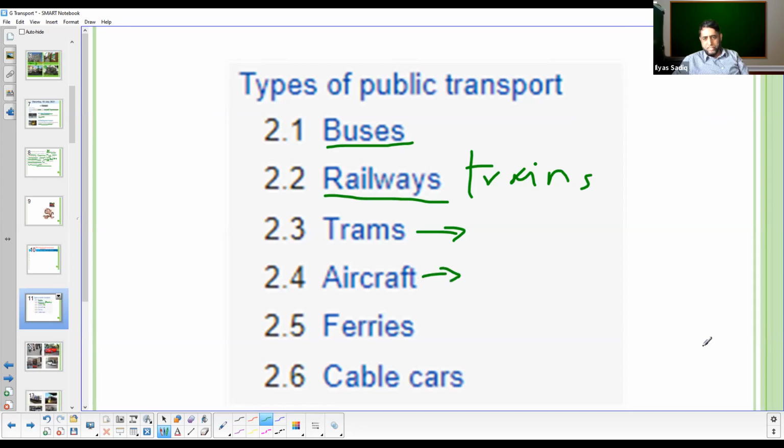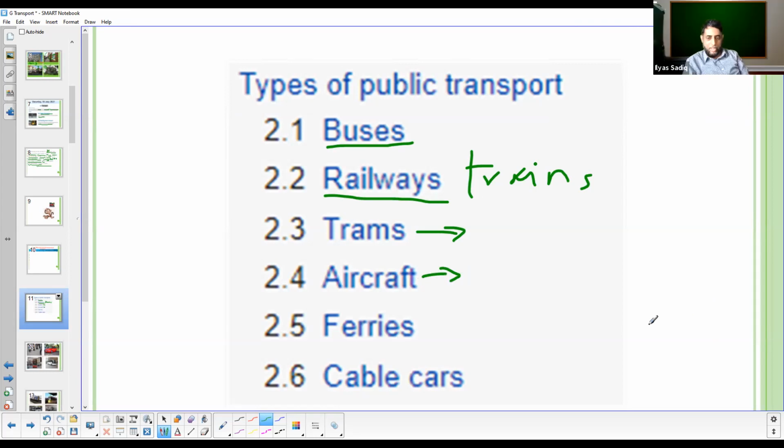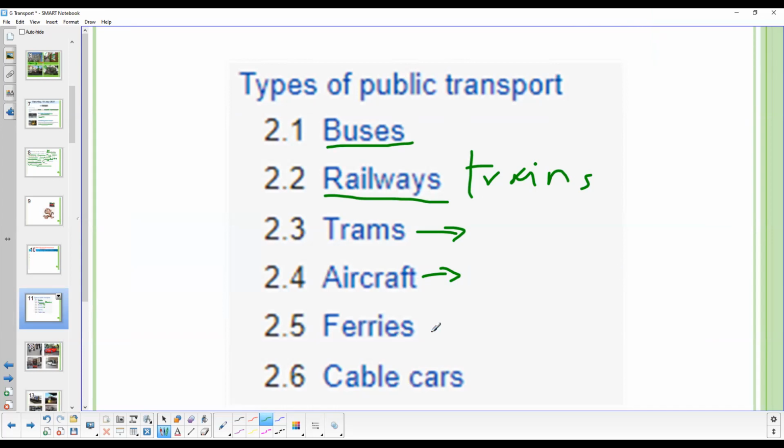So aircraft. What is aircraft? It's like a plane, but smaller. No, everything that we travel with in the air, aeroplane, helicopter, whatever it is, they are all called aircraft. Okay. So ferries.